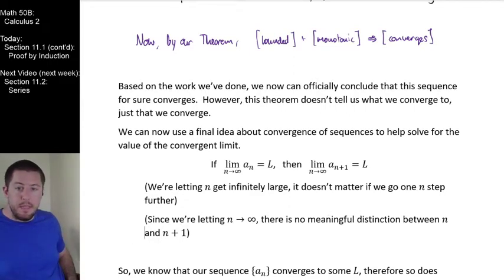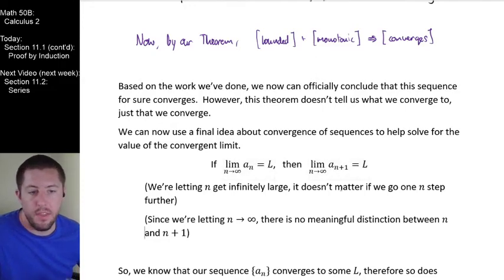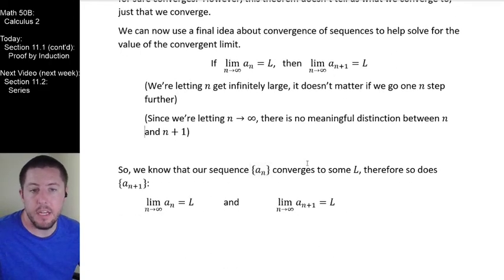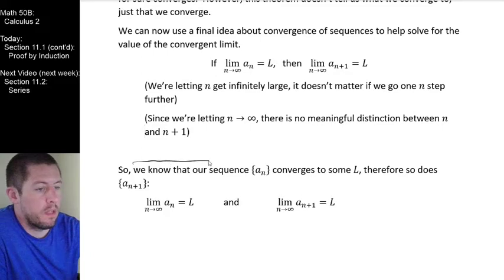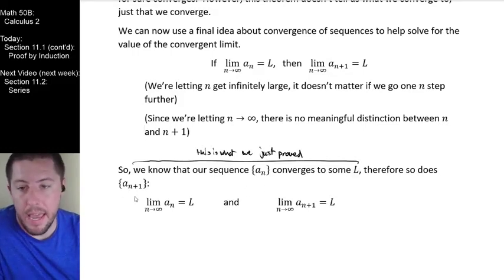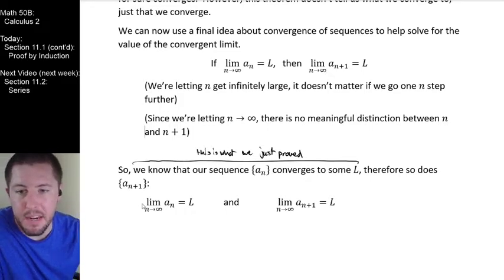Right? So basically this is me saying, who cares? We could swap out n for n plus 1. If one of these limit statements is true, then the other one must also be true because n's getting infinitely large. So we know that our sequence a sub n converges to some L. We proved it converges. We proved this above. Therefore, so does the sequence a sub n plus 1. This is literally just like rewriting the variable n as n plus 1. It's not even really a meaningful change.